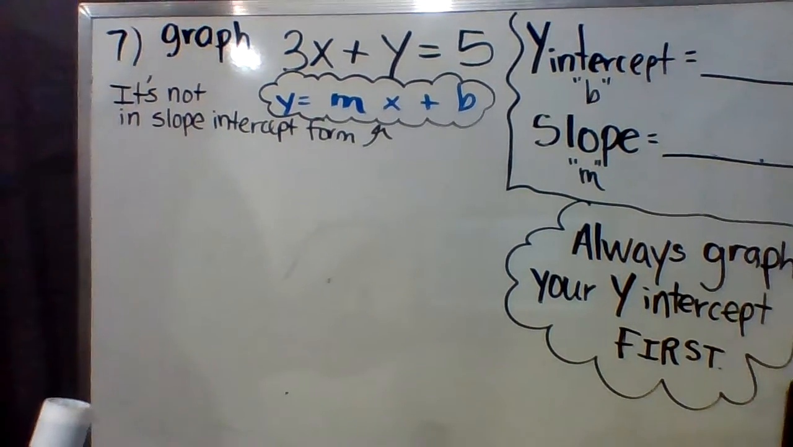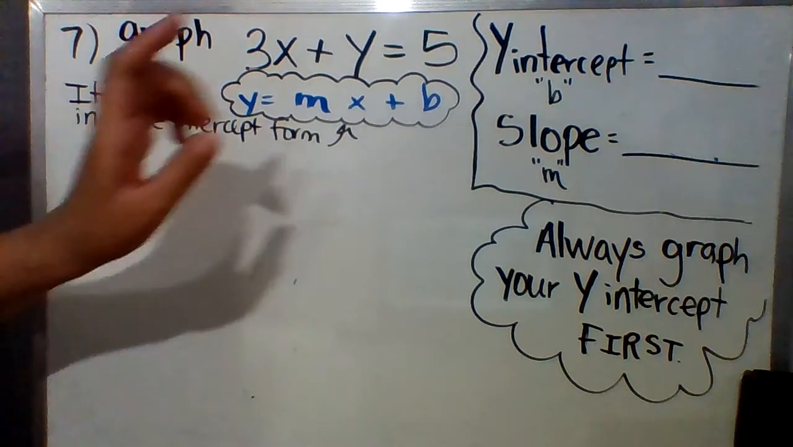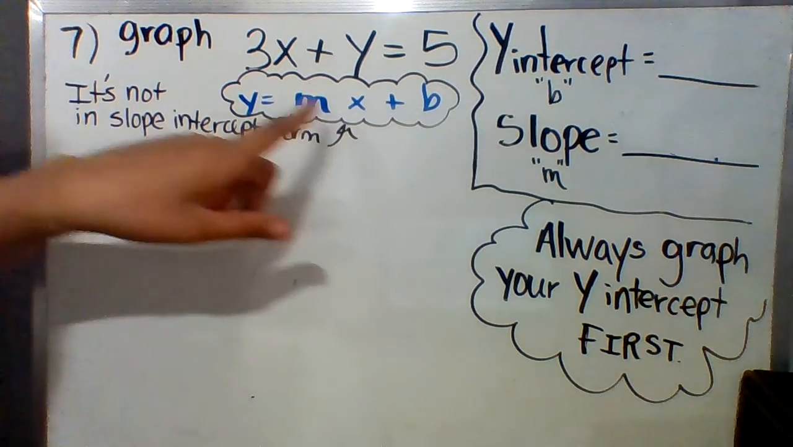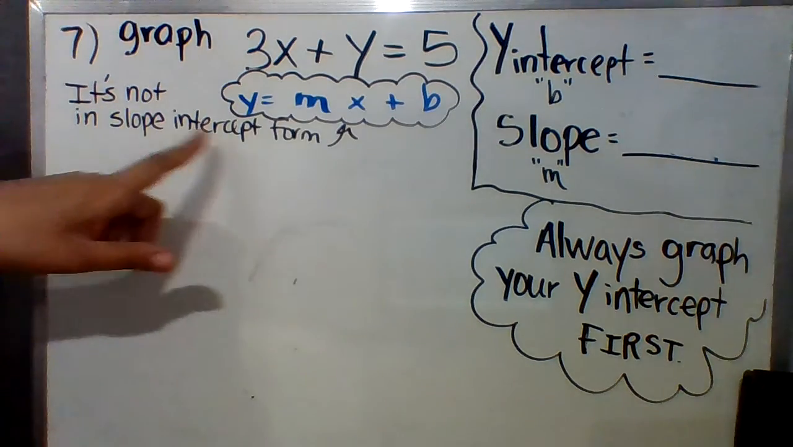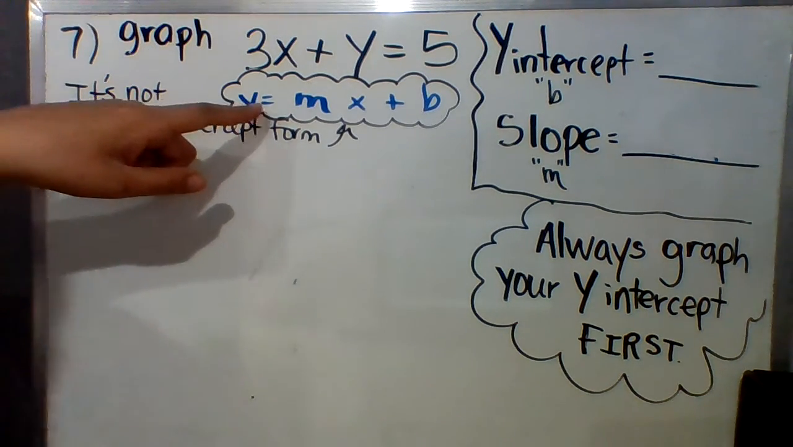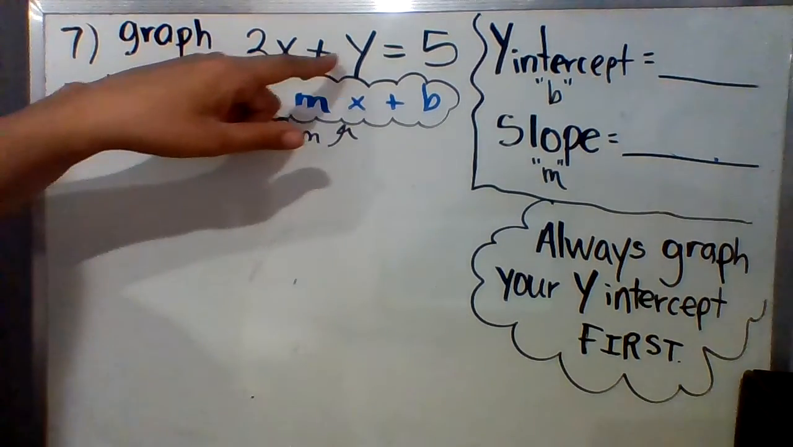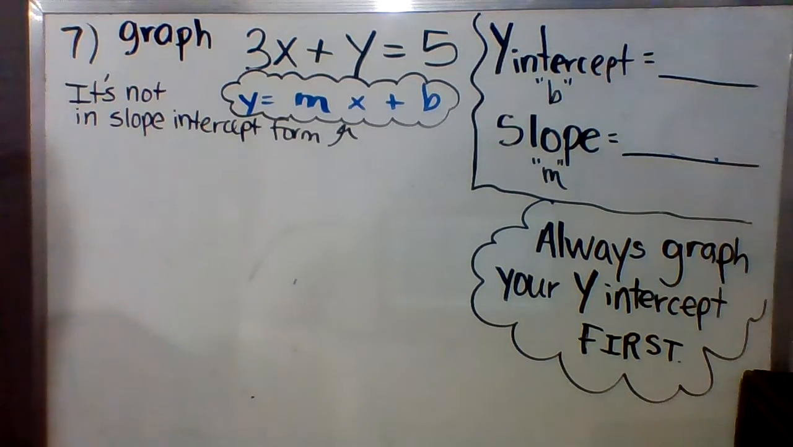Number 7 is a little tricky. It says 3x plus y equals 5. And we do want the slope and the y-intercept, but it's not in slope-intercept form. Notice how this equation does not say y equals mx plus b. The x is over here with the y, and that's not good.